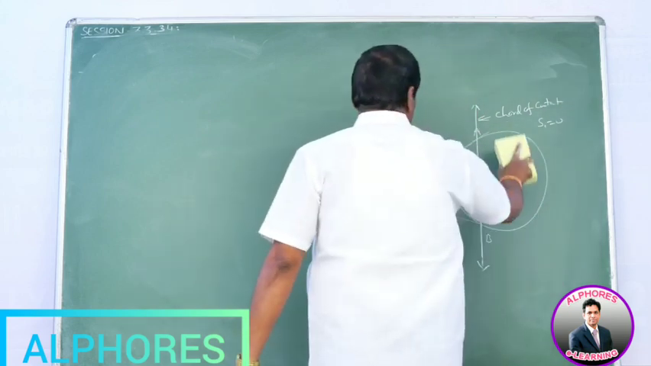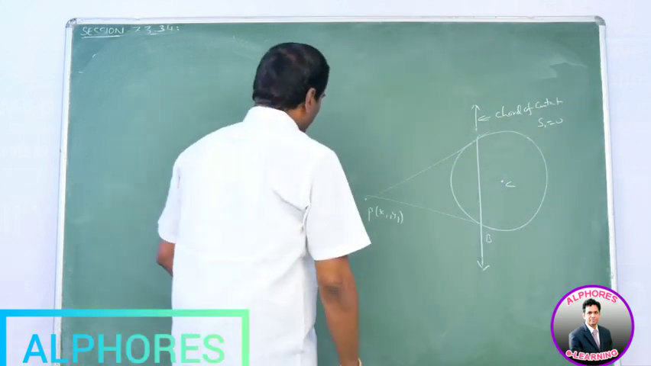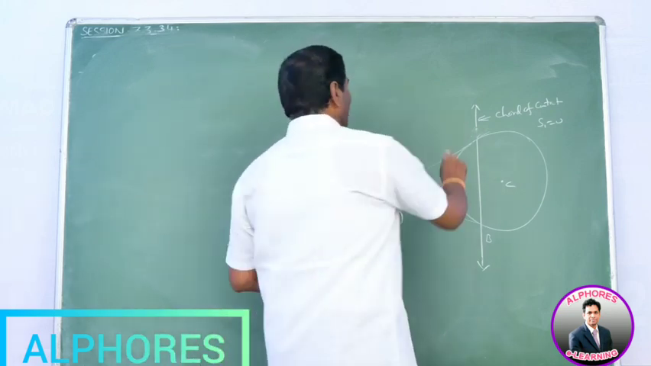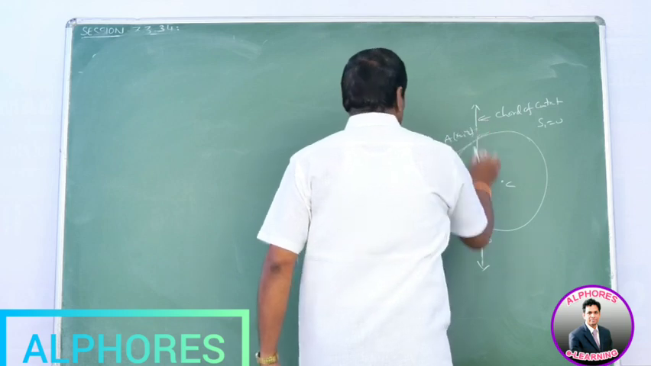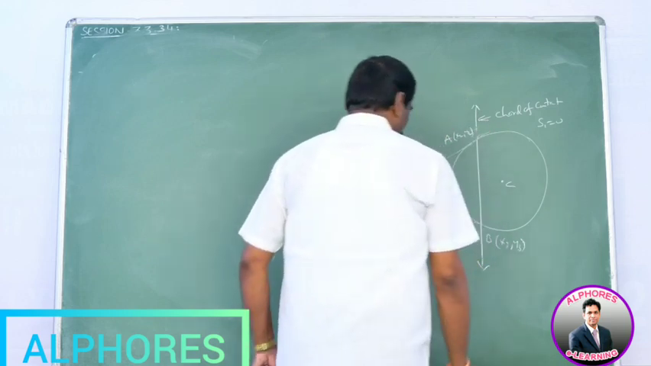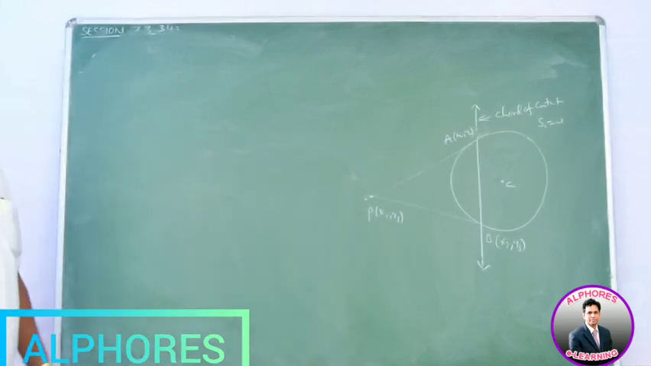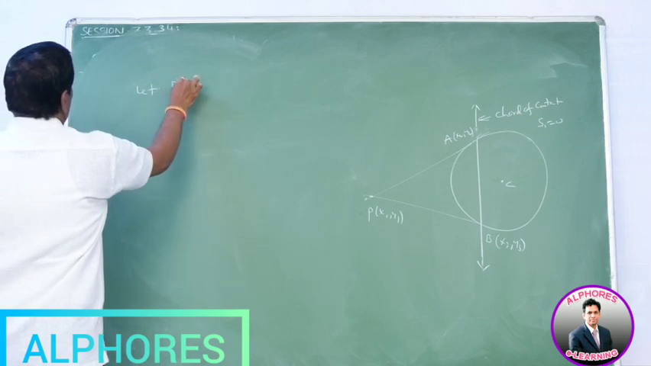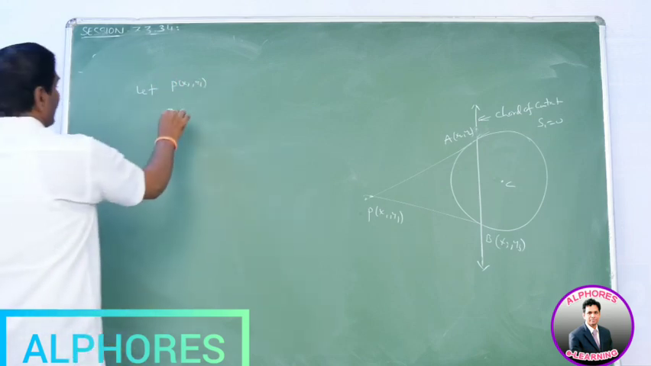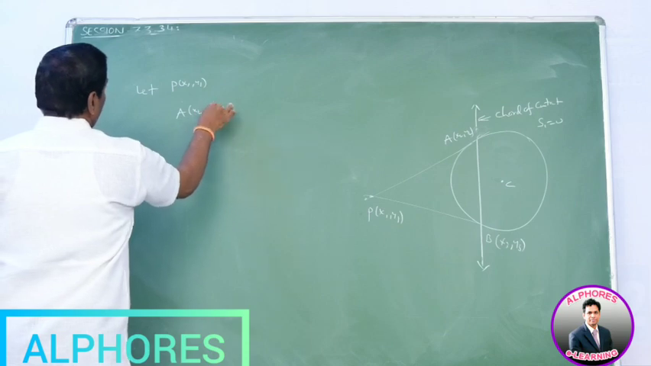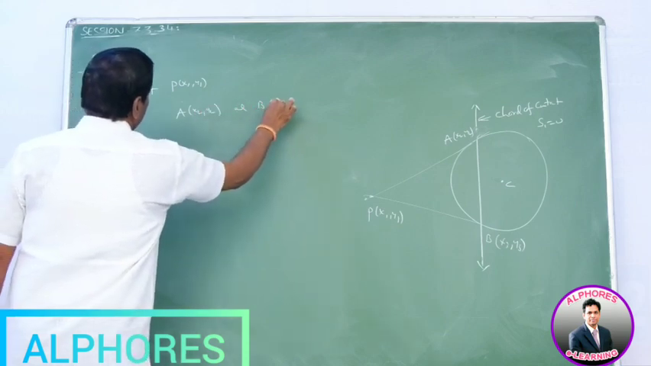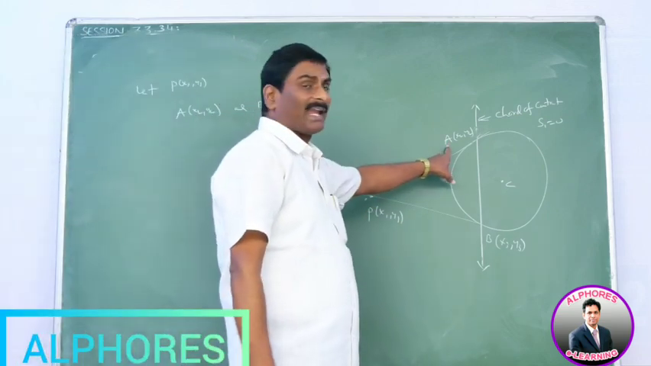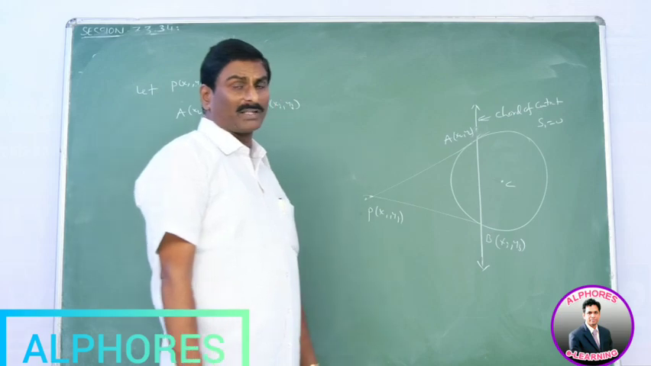It is the chord of contact. Let P(x1, y1) be an exterior point and the tangents through P meet the circle at A(x2, y2) and B(x3, y3). We can prove it in this way. Let the tangents through P(x1, y1) meet the circle at A(x2, y2) and B(x3, y3).